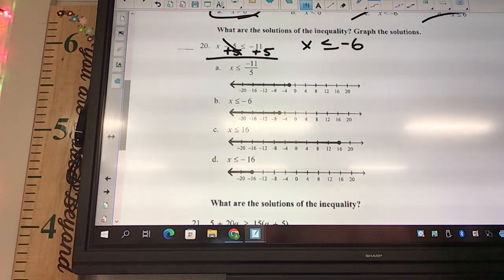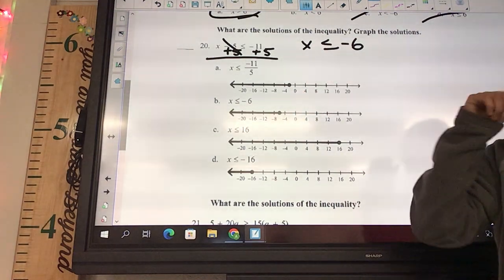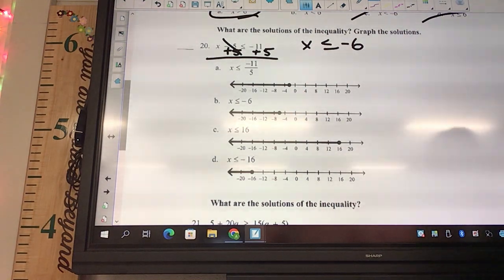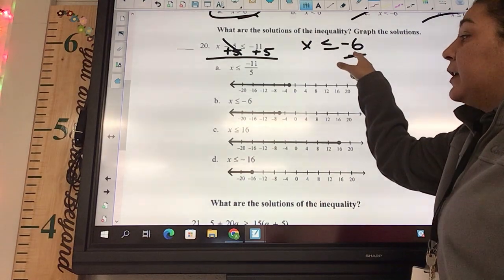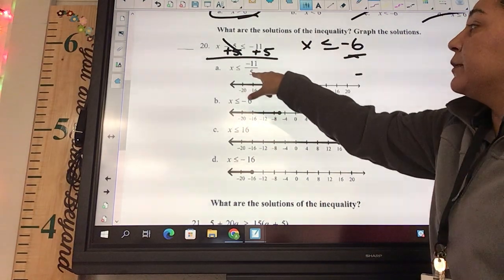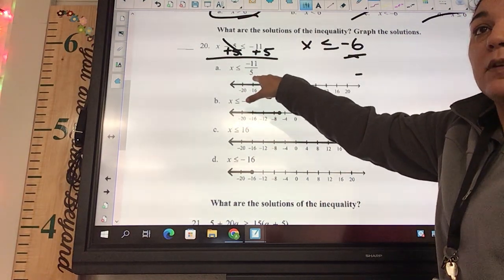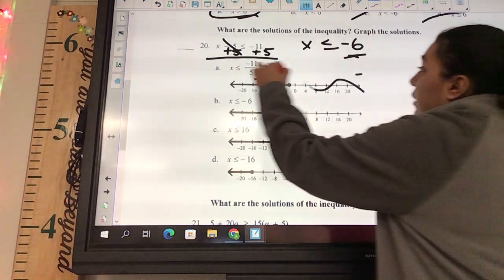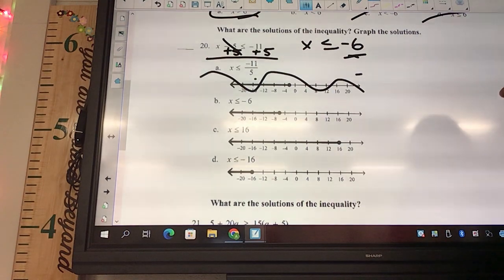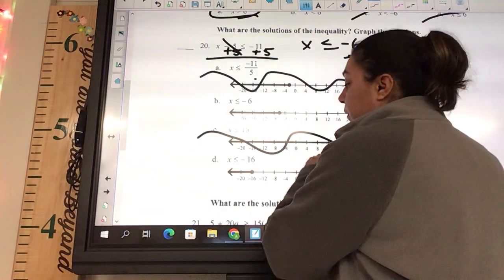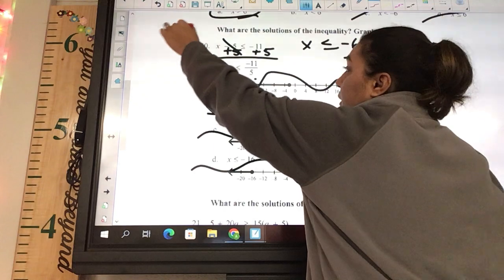What? Why A? That is closed. We can eliminate A because it starts at 2. It starts somewhere that's not a negative 6. Okay, so look at this one. See how it says 11 over 5? That's what that's saying it starts on. We don't need that. Why can we get rid of C and D too? They don't start on negative 6. So our answer's got to be B.